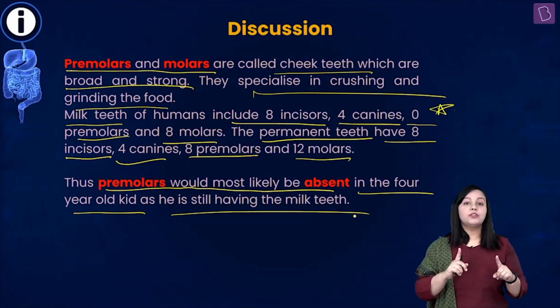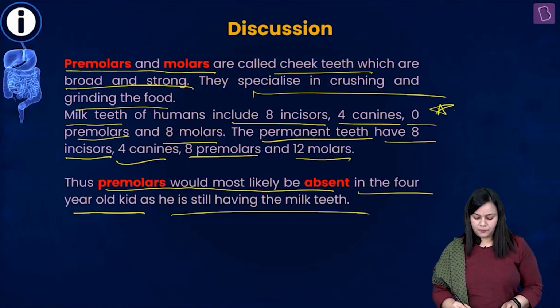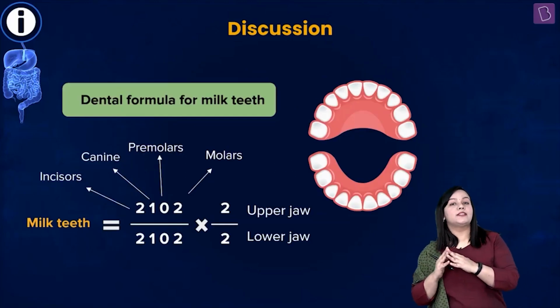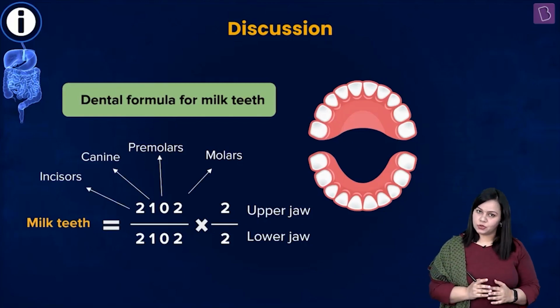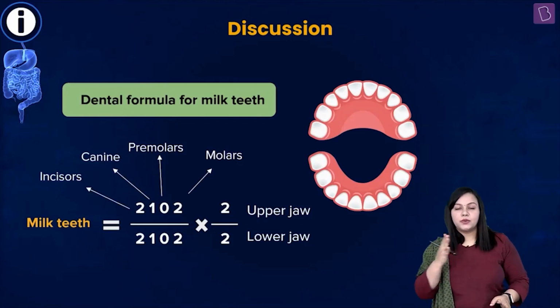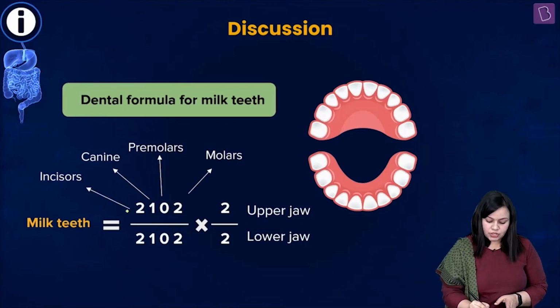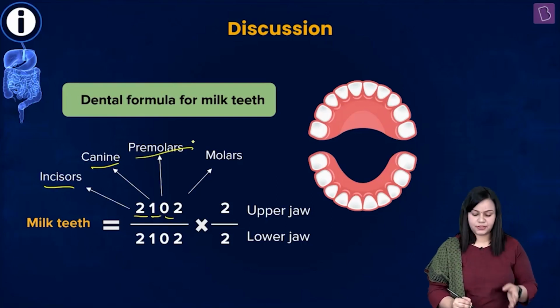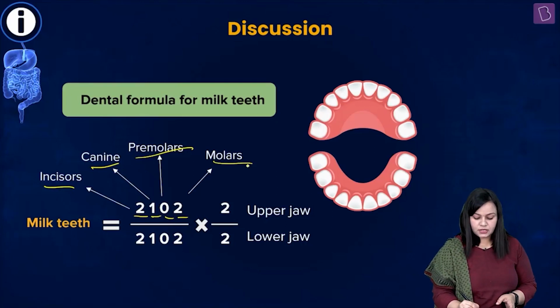Just to remind you, the dental formula of the milk teeth is going to be 2102 by 2102, where the sequence is always, as I specified, I C PM, right? So this 2 represents incisors, 1 represents canines, 0 represents premolars, the absence of premolars, and 2 represents molars.